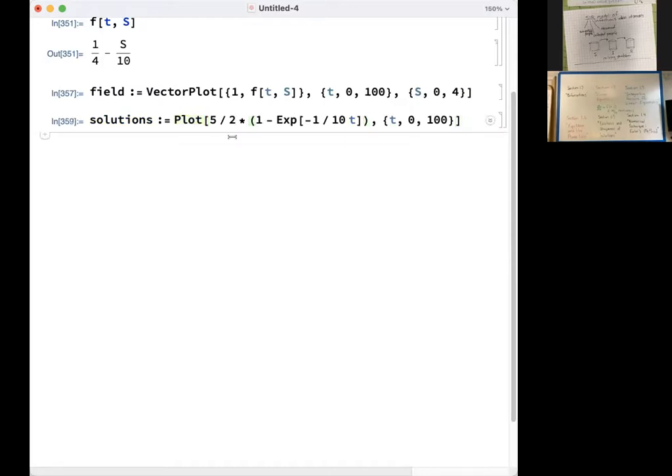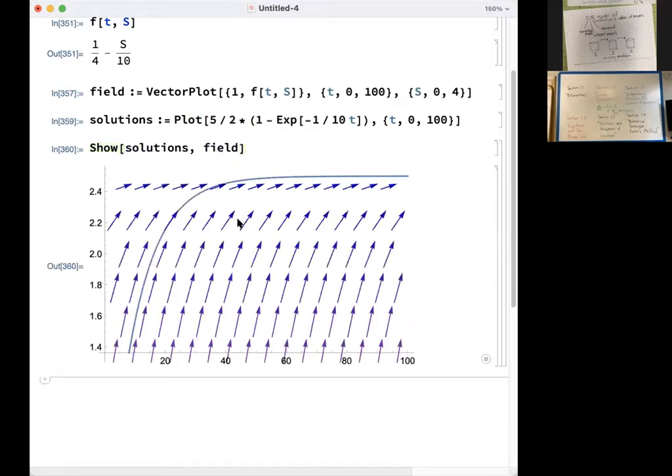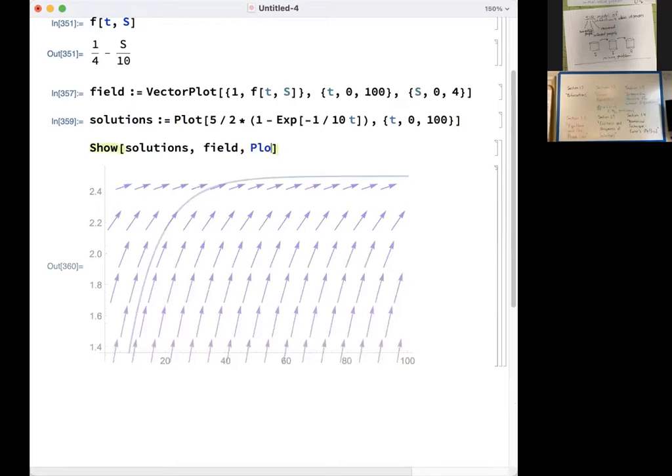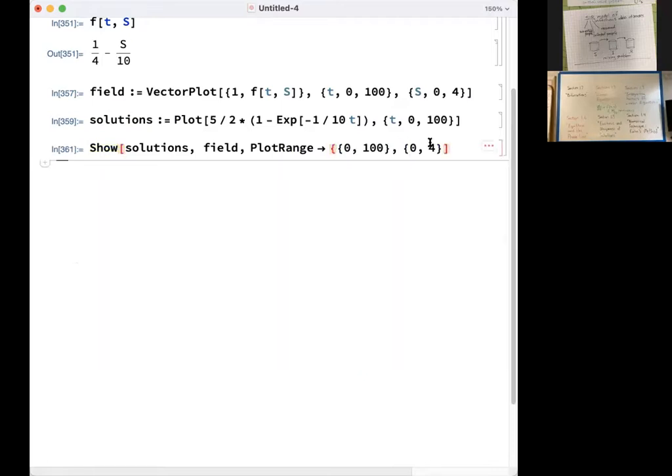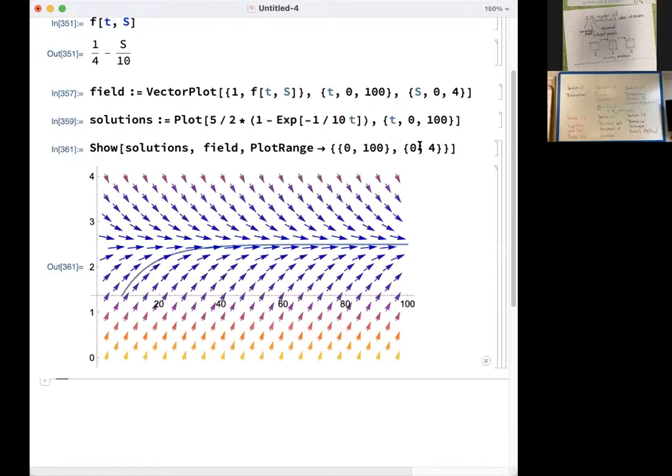Let's try that. So now let's show you, capital Show, solutions and field. There's that curve going up to 2.5. Let's get a plot range here. I'm just decorating right now. And let's say 0 to 100. And let's say 0 to 4. I am spending time on this so that you can see a little mathematical action, so you can see what's going on here. I must have left out a brace. There we go.